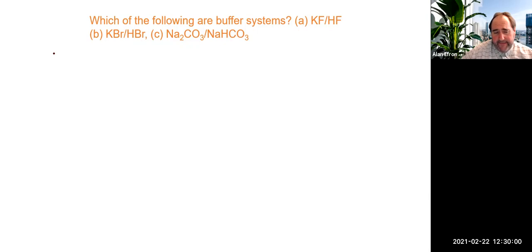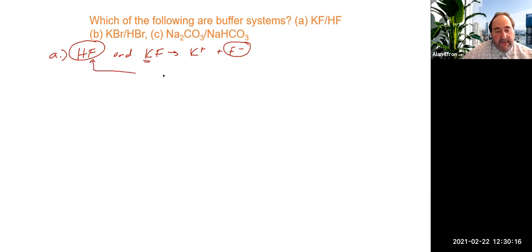So if we look at A, we have HF and KF. Again, the K here is potassium. That's going to be a salt, which basically means we have K+ and F-. So we basically have these two guys, and they are related to each other. The only difference is one H+. The other thing you need to figure out is, is this guy weak or strong? And hopefully you know this guy is a weak acid. That means that A would be a buffer, right? So that could be a buffer solution made out of that.